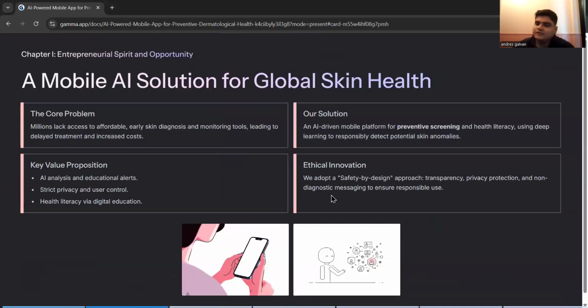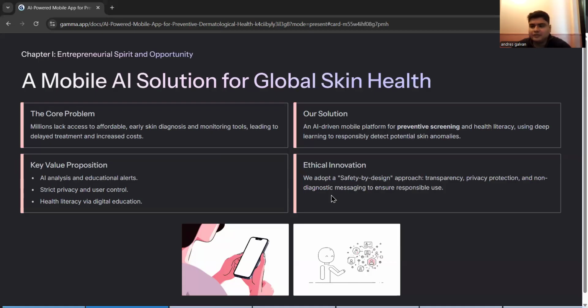Starting with chapter one. This chapter represents the starting point of our entire idea, the moment where our motivation, creativity, and purpose convert into a tangible concept, something that could be a very social, meaningful business.